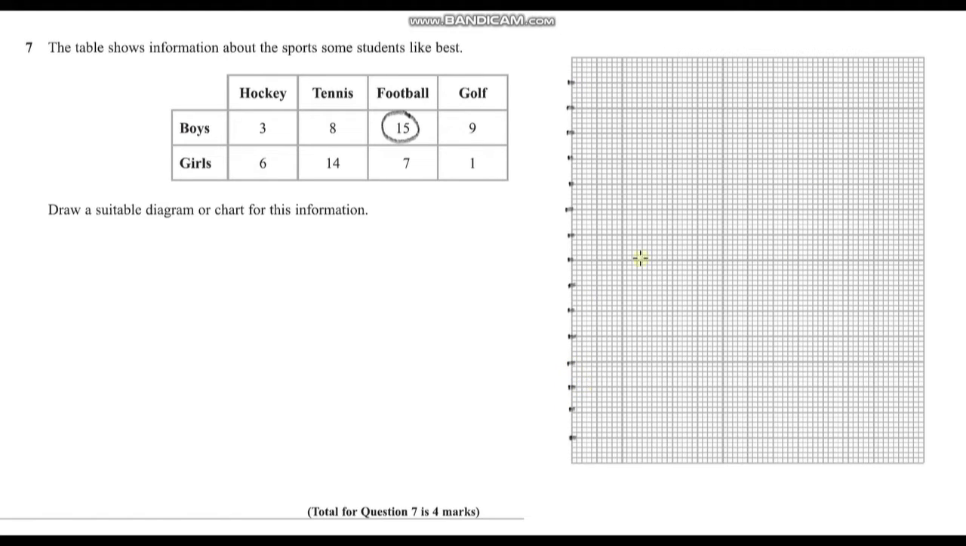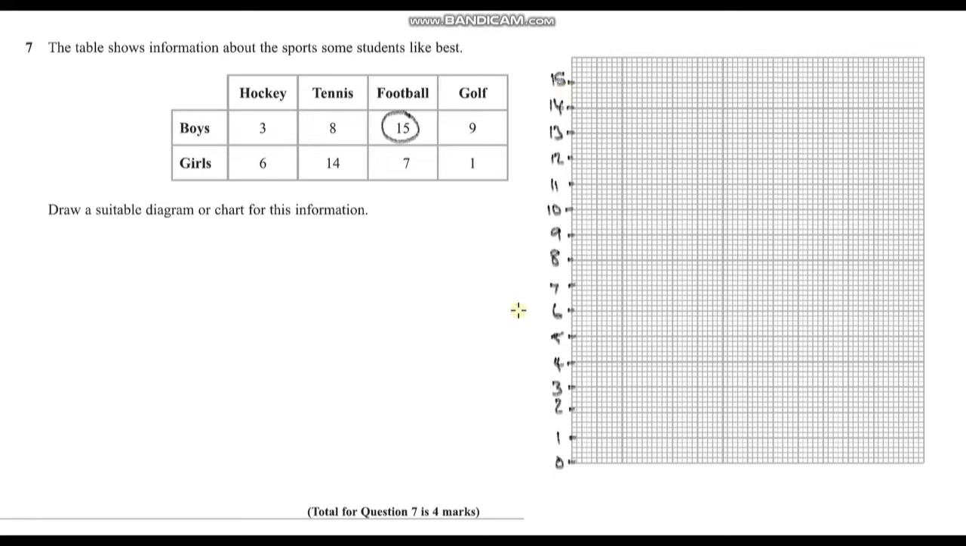So they want you to do it like this. Try not to use these small ones as ones, so 1, 2, 3, 4, 5, because obviously you're not going to use the whole space available. Try and maximize the grid that you've been given. So let's just label this: 0, 1, 2, 3, 4, 5, 6, 7, 8, 9, 10, 11, 12, 13, 14 and 15.